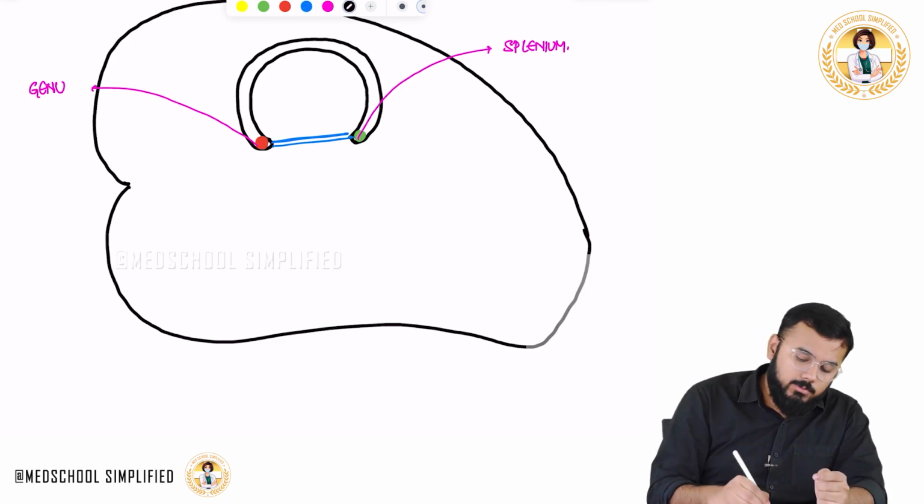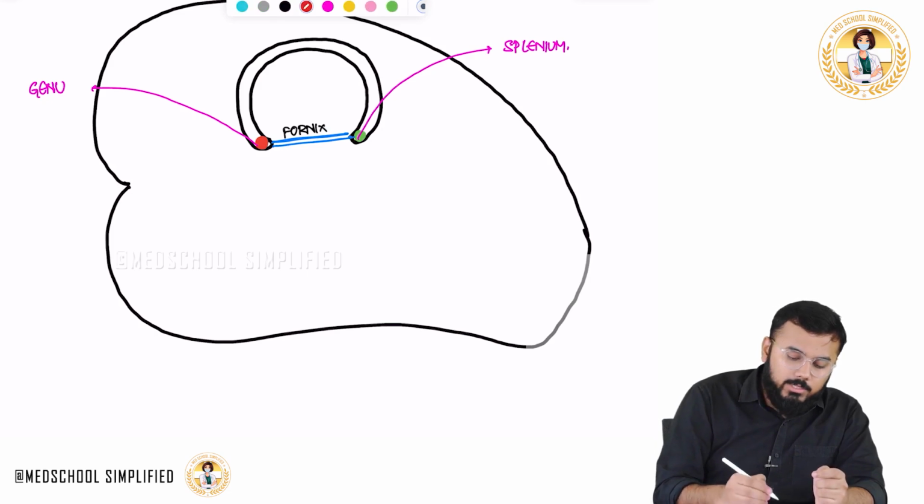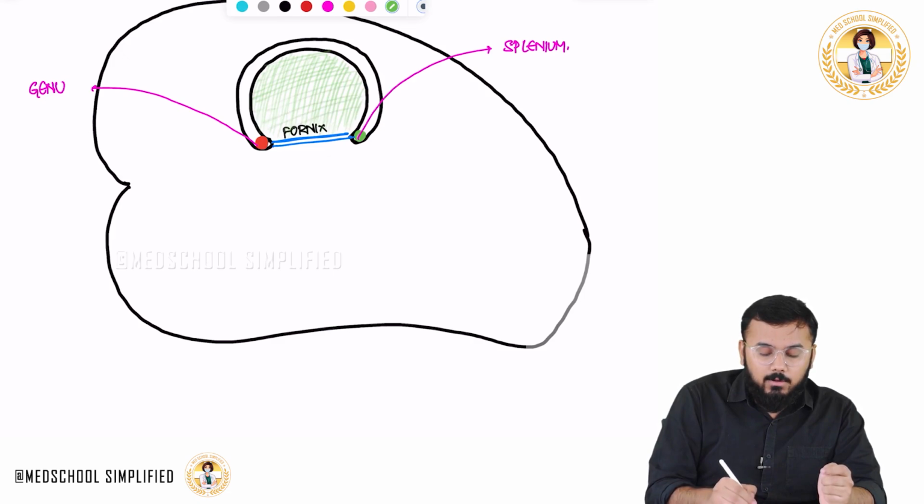Okay, where is this present? This is called your fornix. Now, the next important thing is that between the body and the fornix you have this structure. This structure, located between the body as well as the fornix, is called your septum pellucidum.